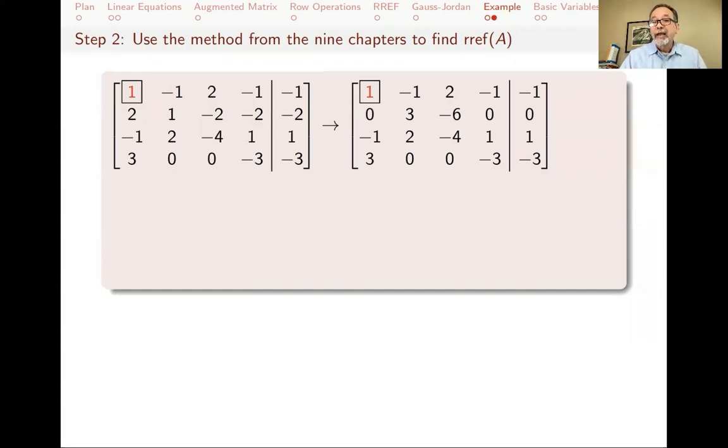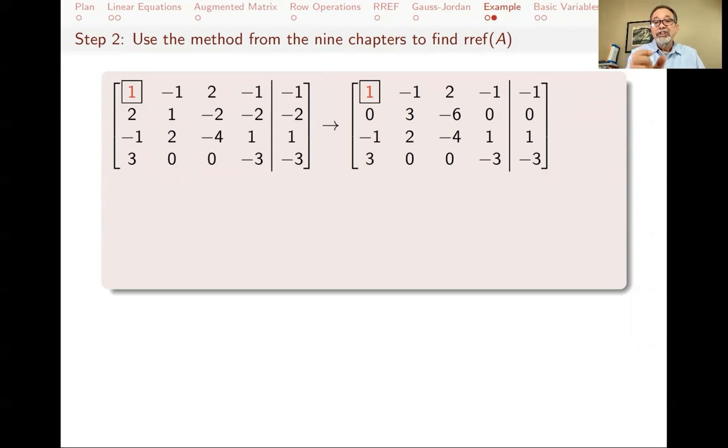-2 times 2 is -4, minus 2, that's -6, and so on. The second row became 0, 3, -6, 0, 0. All I care about is that row 2, column 1 entry. Instead of 2, now I have a 0. Now I do the same thing for the other entries in that column.